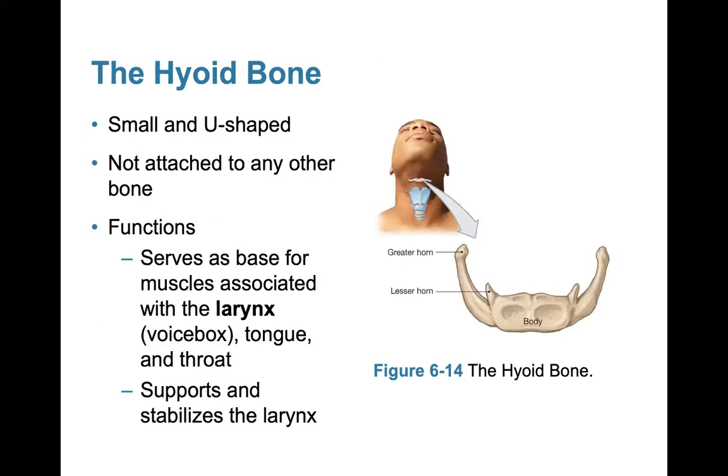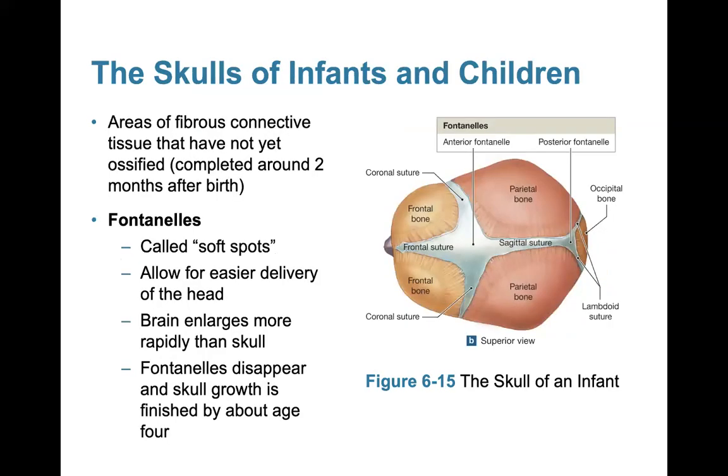The hyoid bone is a small, U-shaped bone. It's not attached to any other bone, and it functions to serve as a base for the muscles associated with the larynx, which is the voice box, tongue, and throat. It also supports and stabilizes the larynx.